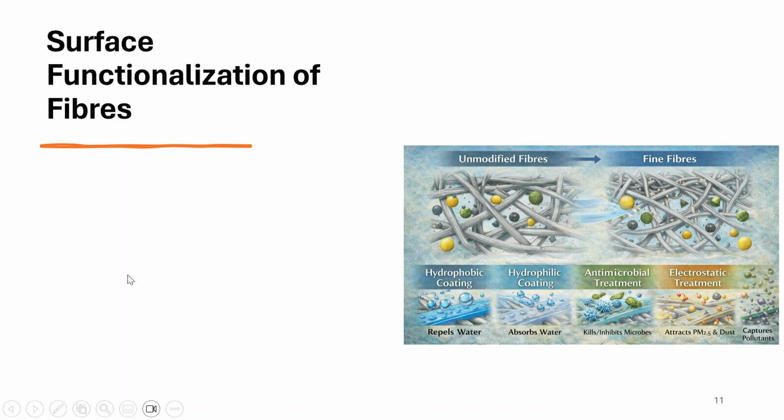So, we can do surface functionalization, particularly for this water filter. If we see that this is the unmodified fiber and fine fiber that we have already seen, here we can do different types of surface modification, like hydrophobic coating. We can use it in any filter, like air filters also, and we can use hydrophobic coating which repels the water. So, water will not penetrate.